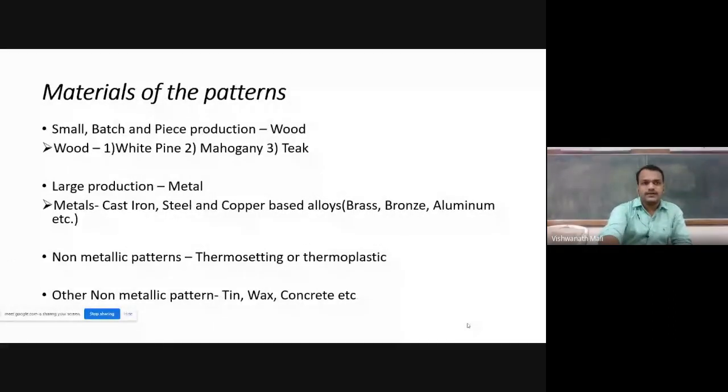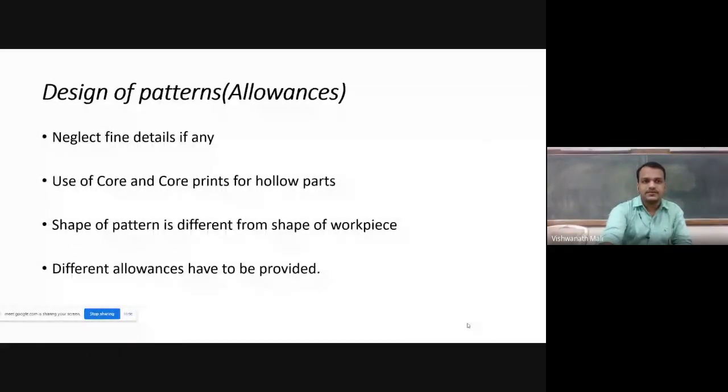Then the materials of the pattern: what are the different types of material and when we use that particular material, that we have studied. Now the next part is design of patterns. What are the different allowances? We have seen when to neglect the fine details, and when to use the core and core prints. When we need to make the hollow parts, then we go for core and core prints. Then what are the different changes in pattern due to the different allowances like shrinkage and draft allowance, that also we have seen.